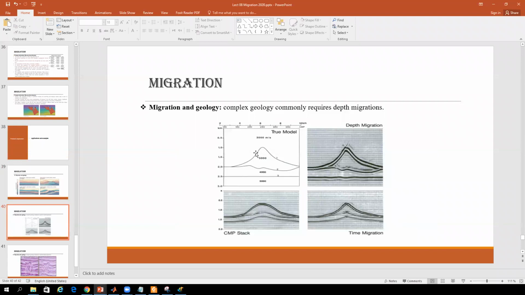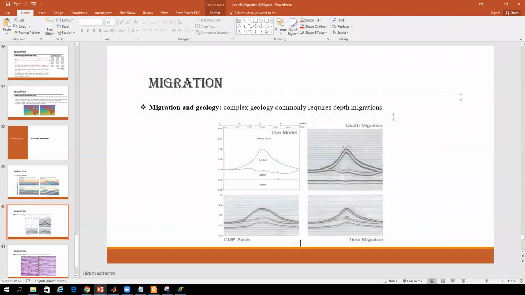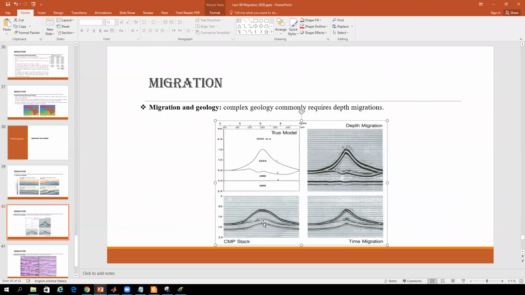So here we have an example. We have here a real Earth model, or true model. We will test different migrations. This is the image of the seismic from the stack. We see that the image is too distorted. If we apply the time migration, it will try to solve the issue. But here we see that the velocity is increasing and then it will decrease, and then it will increase. So here the time migration will fail and will not be able to produce the correct image.